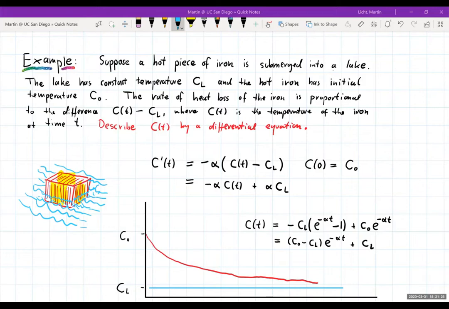Now, we might not know the temperature of the piece of iron at any time right from the get-go, but what we might know from physics is that the rate of heat loss of the piece of iron is proportional to the temperature difference at any time. So at any time t, the rate of heat loss is proportional to C of t minus C_L, the temperature difference of the piece of iron and the lake. We would like to describe the temperature C(t) by a differential equation.